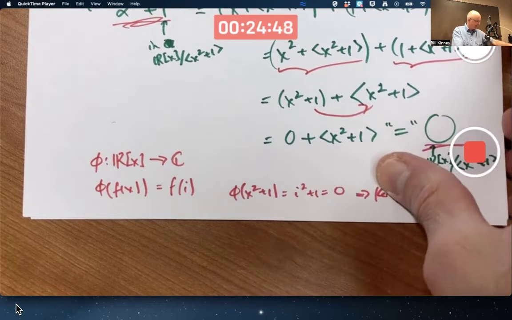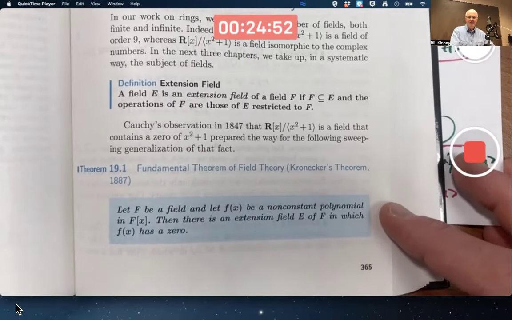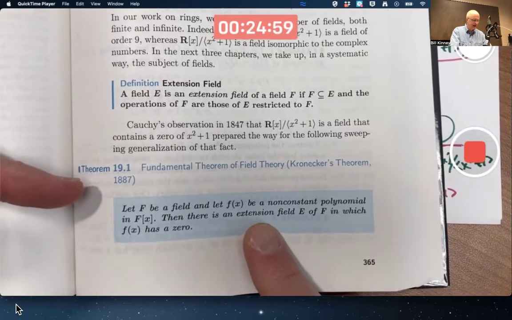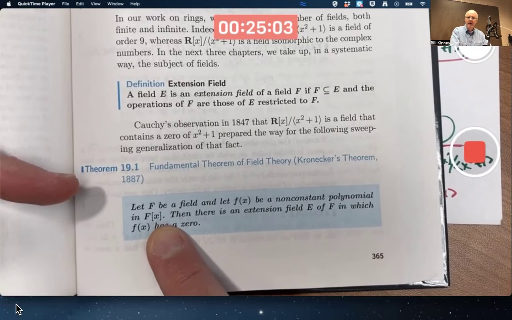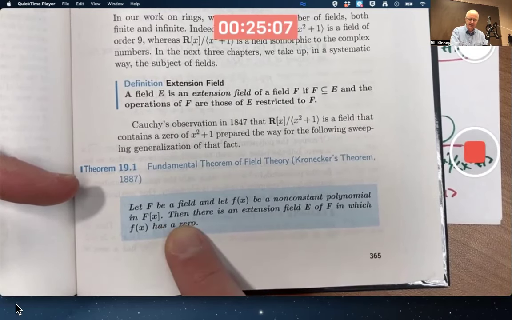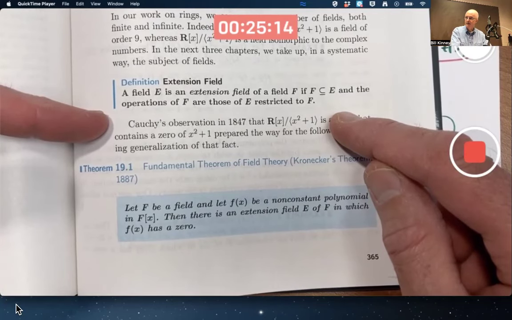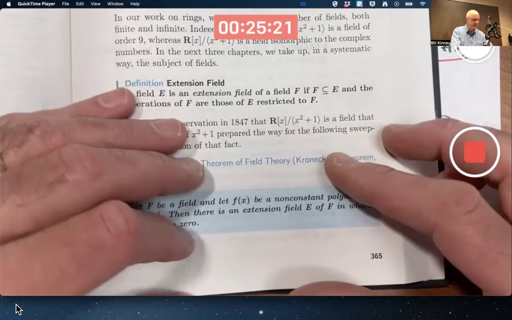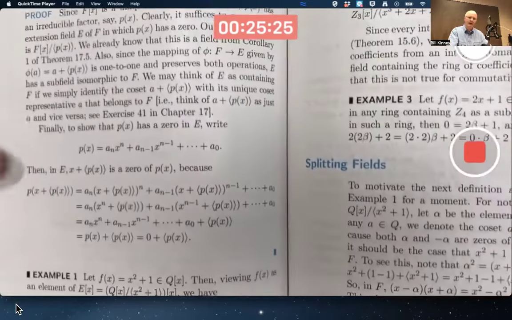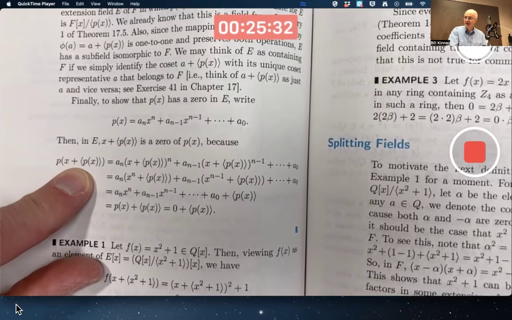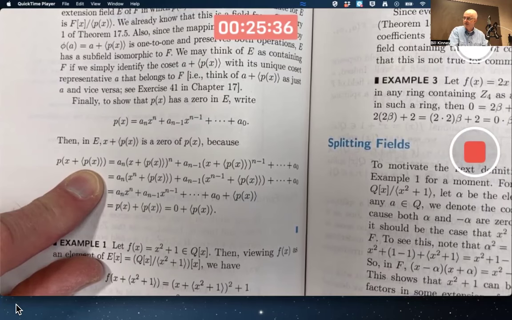Okay, let's continue. The fundamental theorem of field theory, Kronecker's theorem, generalizes what we just did. Let F be a field, let f(x) be a non-constant polynomial with coefficients from capital F. Then there exists an extension field E of F in which f(x) has a 0. This thing here could be thought of as an extension field of R, it turns out. And the proof of this essentially generalizes what we just did with the example. I won't go through it, but ultimately here you end up plugging in the coset x plus the ideal, and that's your root. So it's very similar to what we just did, just more abstract.